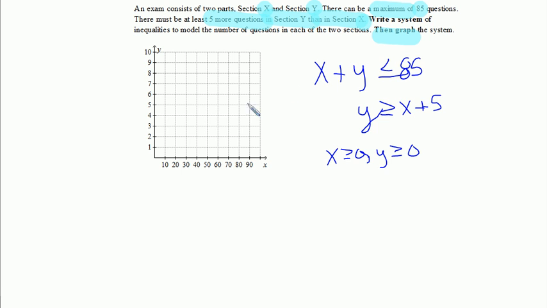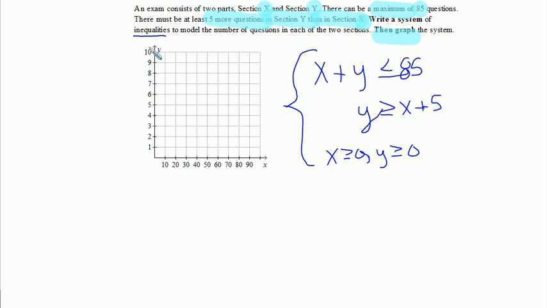So this group of information right here will take care of that first request, which was write a system of equations or inequalities to model the situation. Notice it says inequalities and I don't have any equal signs, so I've got all inequalities. That's one thing. Make sure you write the kinds of equations, inequalities that they ask for. Now we just need to go ahead and plot.